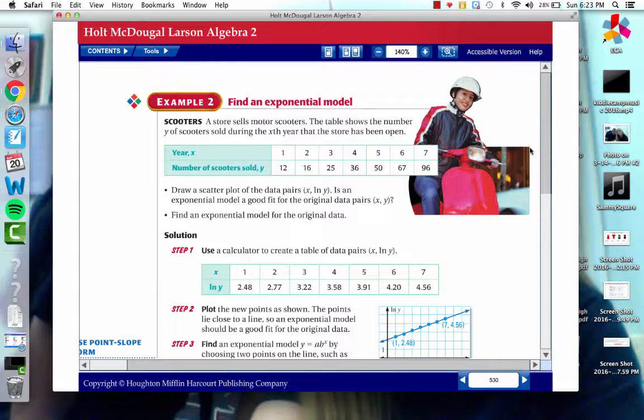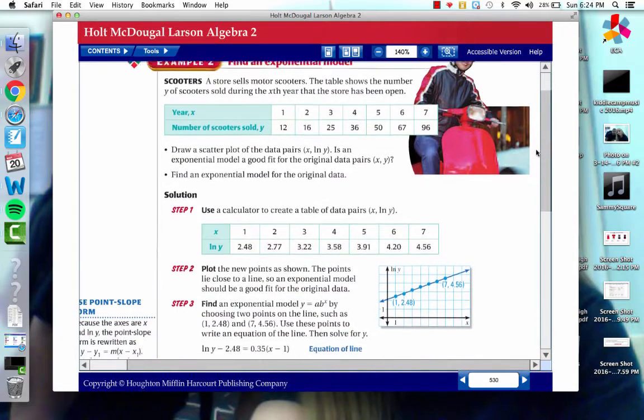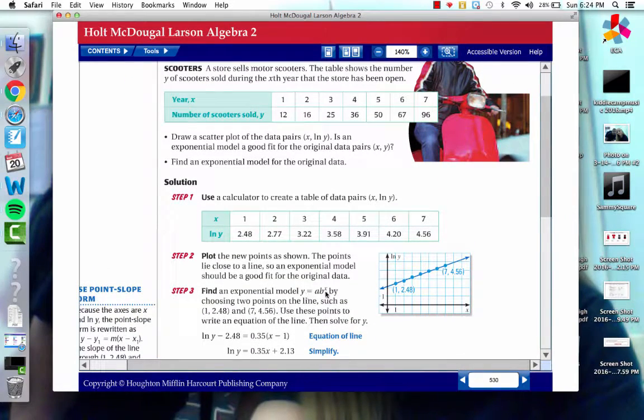And then once you establish if it's good or bad, you need to find an actual exponential model for the original data. So what you're going to do there is use the rules that we talked about earlier in the section in the actual notes, your y equals ab to the x, and choose 2 points from this data that you calculated. So here they used the point 1, comma 2.48, and then the last point 7 comma 4.56, and typically the first and last are going to be good ones to go through with, but it's your choice which points you want to use.